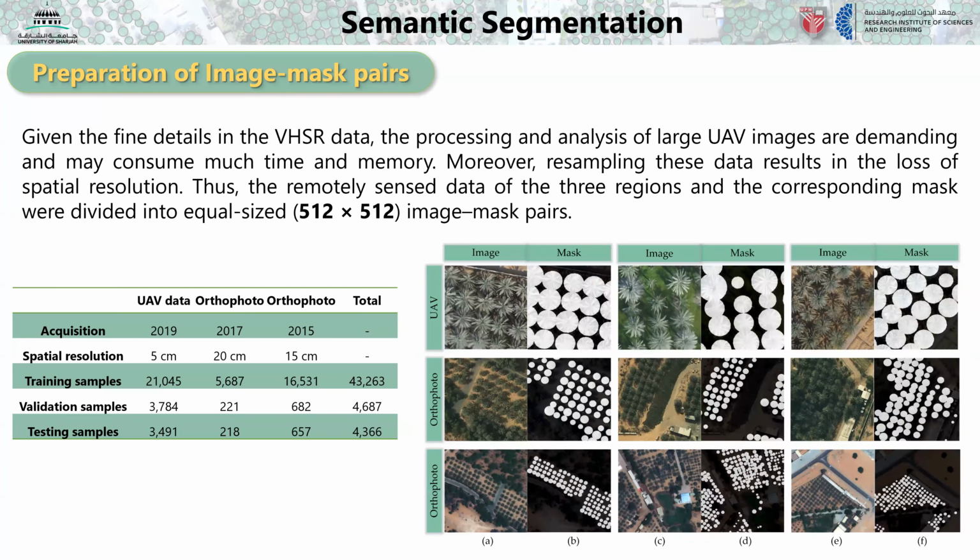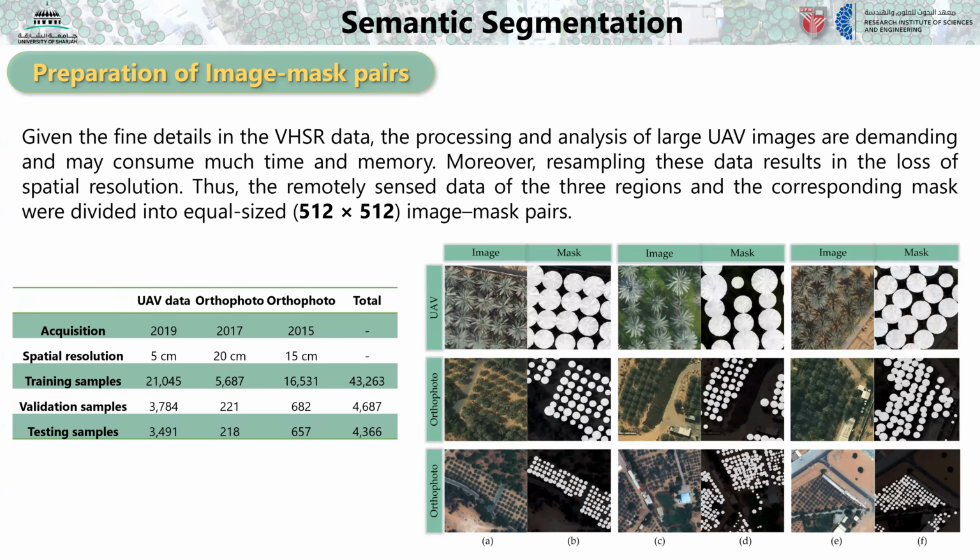In the data preparation, first of all, this is the data preparation for semantic segmentation. Considering that remotely sensed data is very huge, it cannot be fed to deep learning models directly. So the images and the corresponding labels are divided into small tiles. In this research, we divided them into 512 by 512 pixels. For the UAV, each pixel is 5 centimeters on the ground.